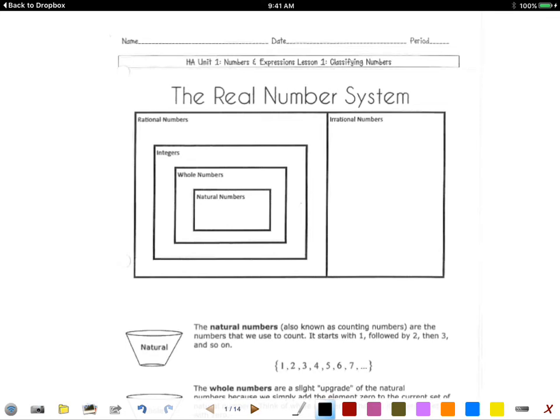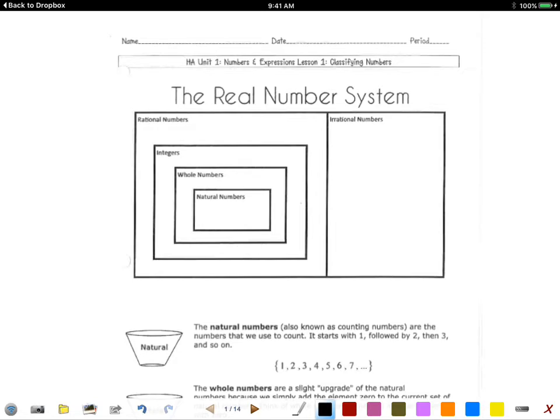Okay, so the lesson today is on the real number system. We have real numbers and we have imaginary numbers. And all we're dealing with, the imaginary numbers, you do more with in Algebra 2. We'll deal with that a little bit when we get into using the quadratic equation, which if you don't know what that is, it's no big deal. That's halfway through the year.